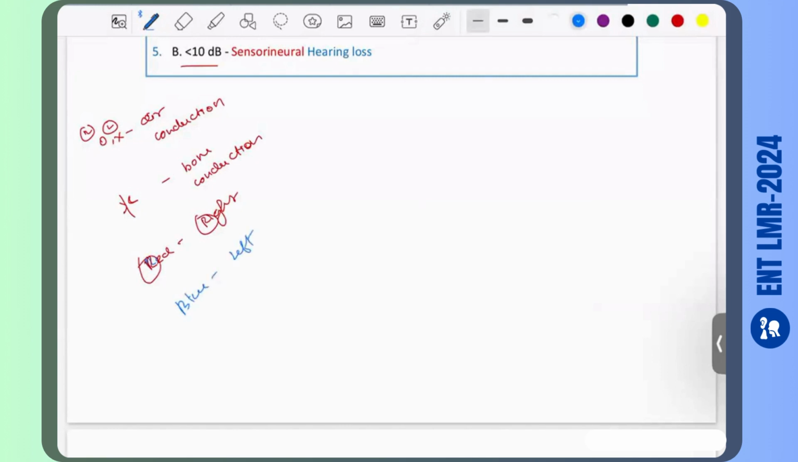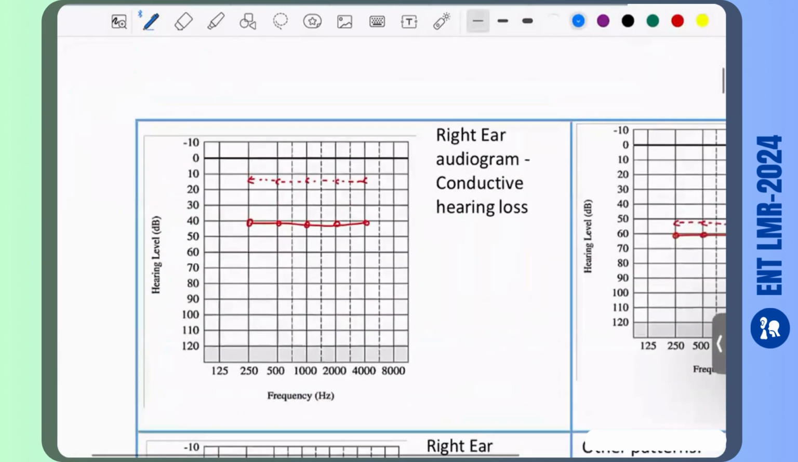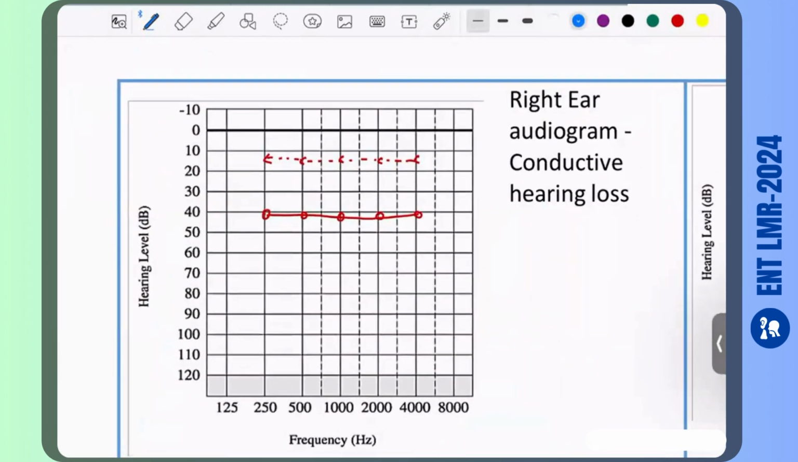With that note, let me show you some of the images. First, just look at this picture. It starts from above to below, 0 to below. So this is the 25 decibel mark. Any curve more than 25 decibel, thumb rule number 1, means hearing loss is present. So thumb rule number 1 is satisfied.